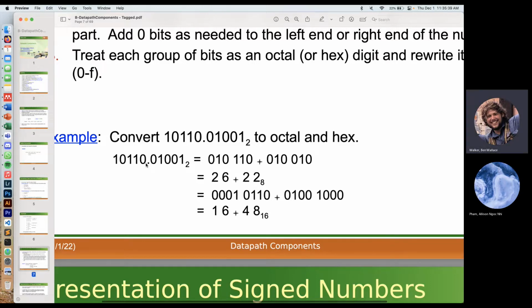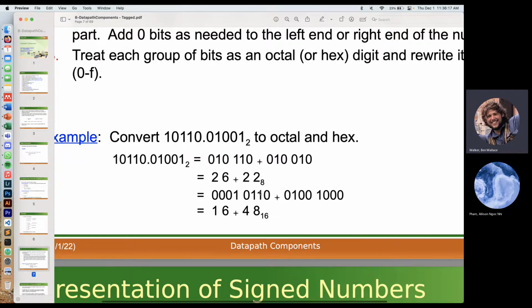So to do the conversion, you start at the decimal point and you look in groups of 3, and if there's no digit to the left, we can add a leading 0, and likewise when you look to the right, if there's no digit on the right, you can add a trailing 0, and that allows you to convert each number into their quote-unquote decimal sections. So this is a decimal 2, this is a decimal 6, but in the octal representation, these convert directly to the string of binary.